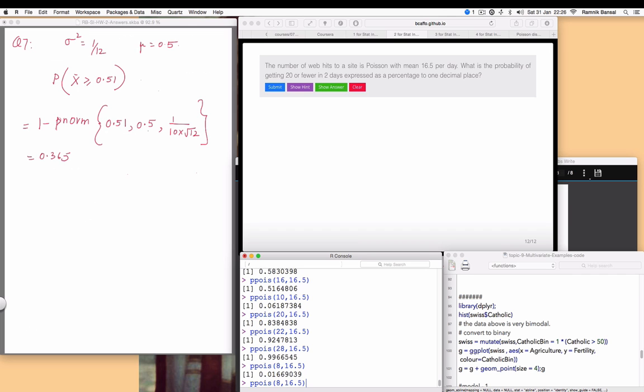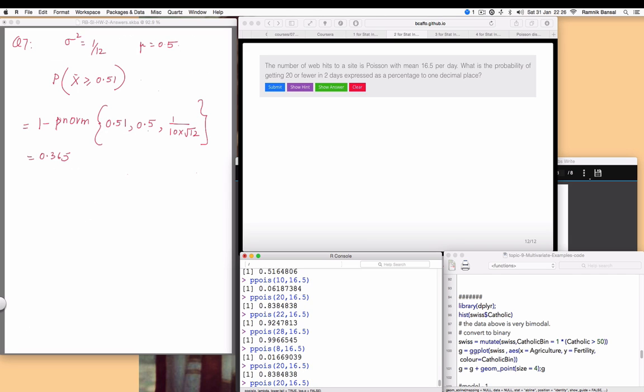20 in one day, I would have been just straight away saying, okay, that's my answer. 20 in one day gives me this answer. So 83% chances of getting it, right? 83 point, or 84% chances. But he's saying 20 in 2 days. What do I do now?